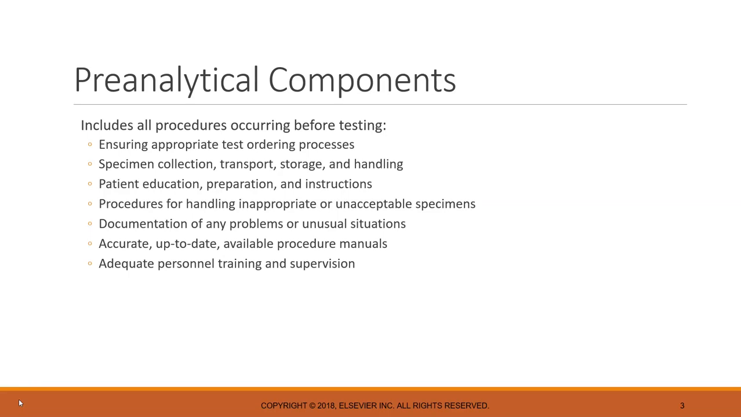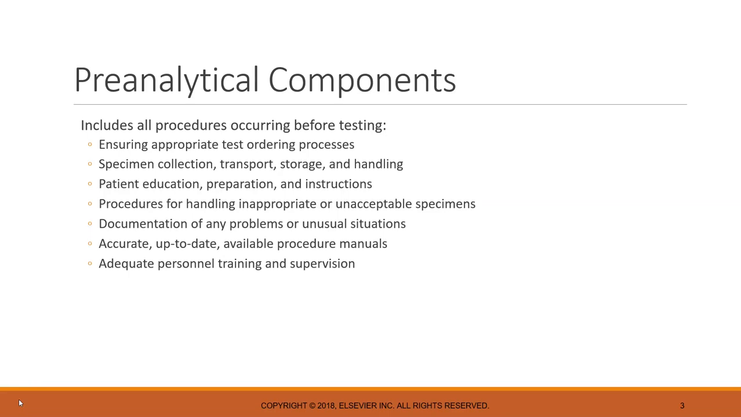And whenever we talk about a test, we will always say, what is the acceptable sample? How must it be stored? For example, urine at room temperature is fine for a certain amount of time. But after that, we need to put it in the refrigerator, if we can't test it right away, to preserve the elements we're looking for.